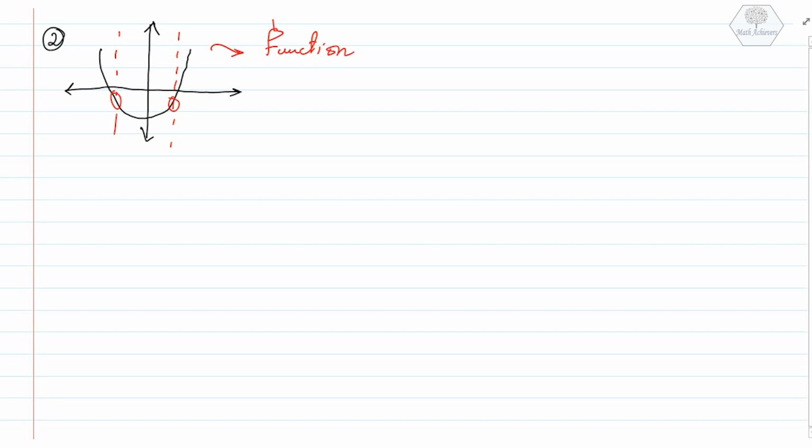Let's see if this function is one-to-one or many-to-one. We draw a horizontal line test. The horizontal line test crosses the curve in 2 points. So this function is a many-to-one function.